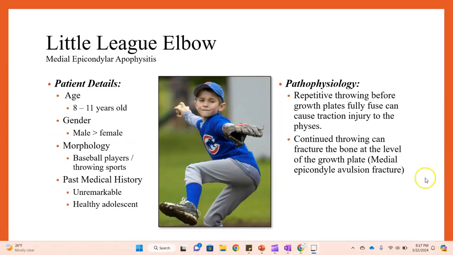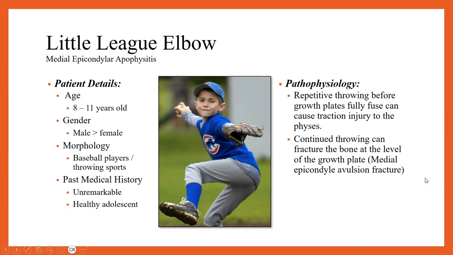So what is Little League elbow? Little League elbow is a very similar diagnosis to UCL injuries, but it's in the skeletally immature population. We're going to see this mainly in 8 to 11-year-old baseball players or throwing sport athletes, and their growth plates are not fused yet at the medial epicondyle. You have a medial epicondyle growth plate.